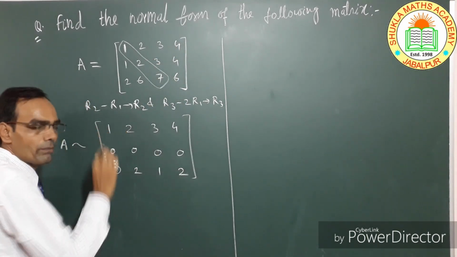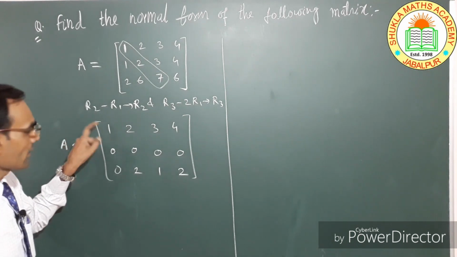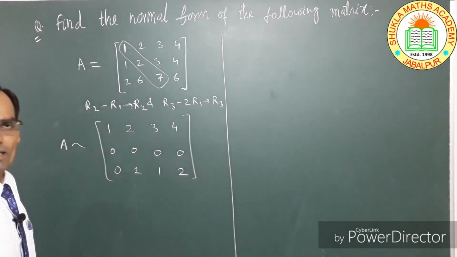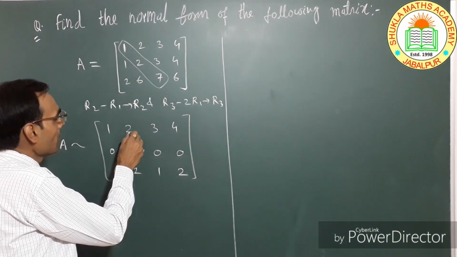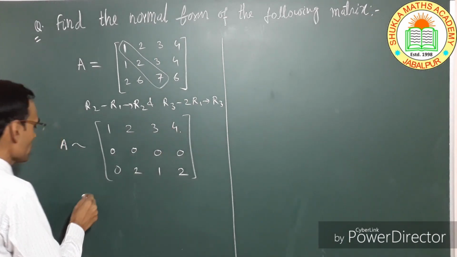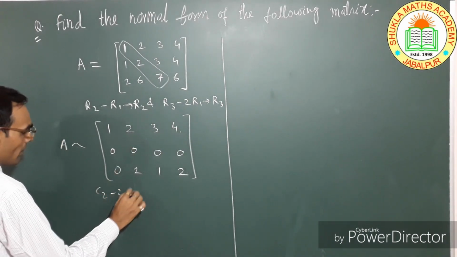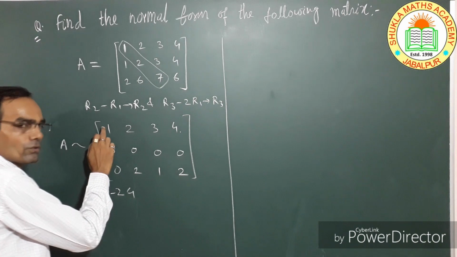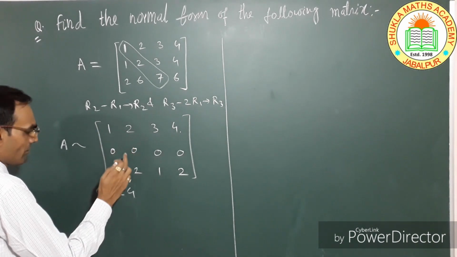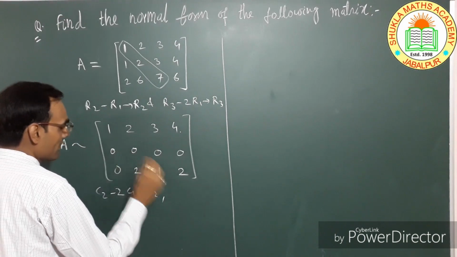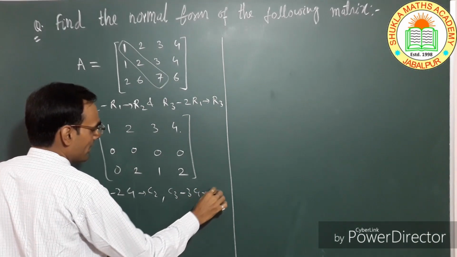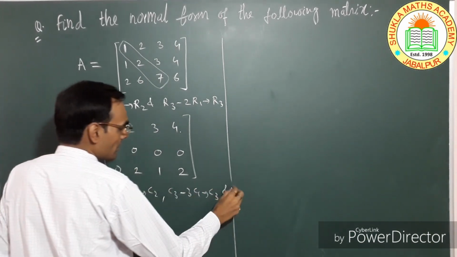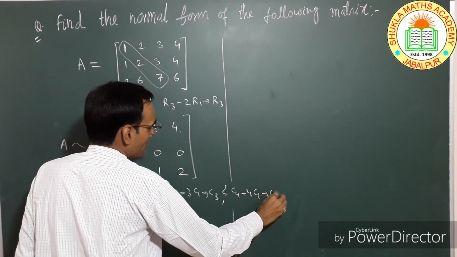Now see that our first element becomes 1, and below it all elements are 0, and after that we will use the column operations and make zeros here. So now use the column operation C2 minus twice of C1, and remember that here we will make the zeros with the help of this one. So C2 minus twice of C1, writing in C2, and C3 minus 3 of C1, writing in C3, and also C4 minus 4 of C1, writing in C4.